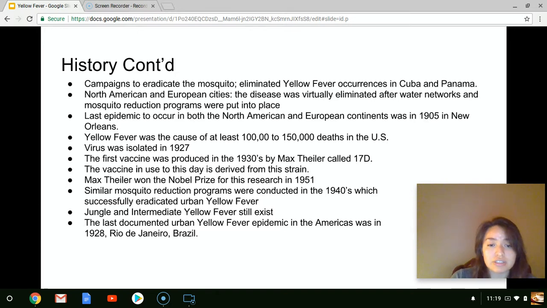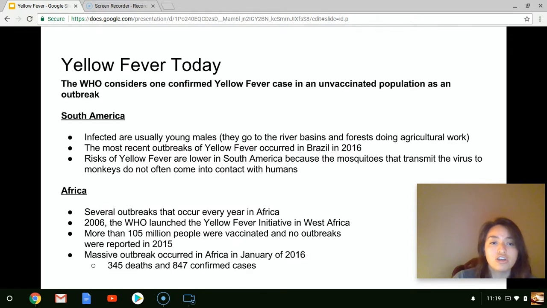So similar mosquito reduction programs occurred in the 1940s, and this successfully eliminated urban yellow fever cycles of transmission in the Americas, but jungle and intermediate yellow fever transmission still occurs in both South America and Africa. So the World Health Organization considers one confirmed yellow fever case in an unvaccinated population as an outbreak. In South America, those who are infected are usually young males because they actually go to the river basins and forests where the mosquitoes that transmit the virus are.